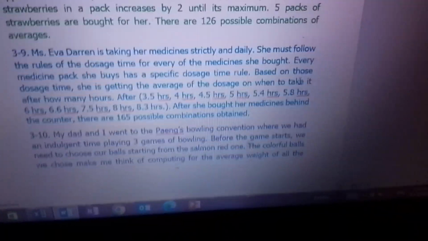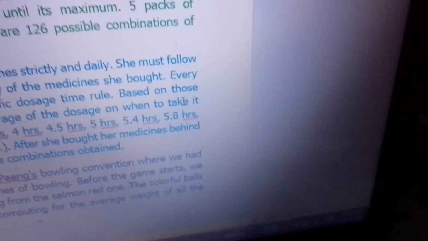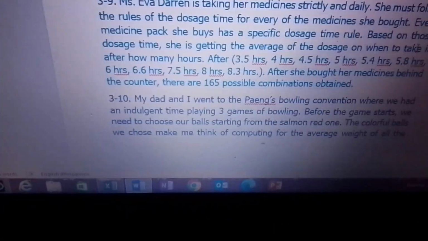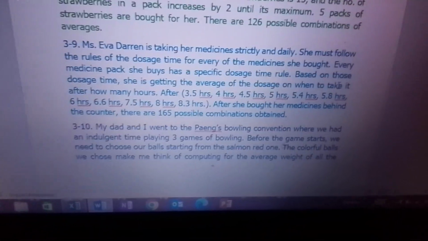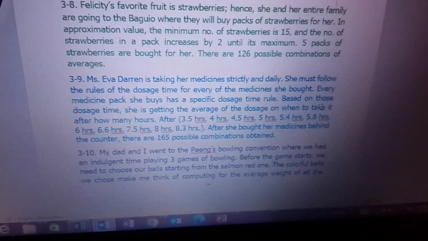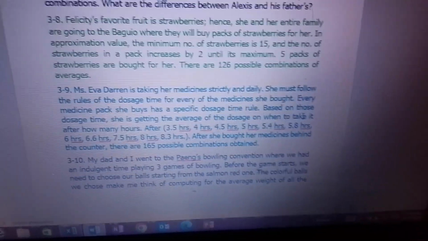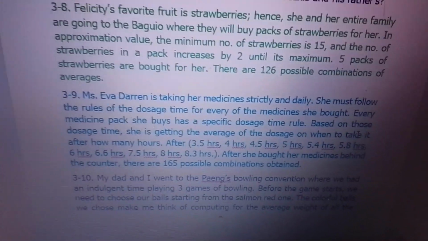is the average dosage. So, here are the possible dosages, like after 3.5 hours, 4 hours, 4.5 hours, 5 hours, 5.5 hours, 5.8 hours, 6 hours, 6.6 hours, 7.5 hours, 8 hours, and 8.3 hours. And after she had bought all her medicines behind the counter, ibig sabihin, binili siya na yung mga medicines sa drugstore. There are 165 possible combinations obtained.